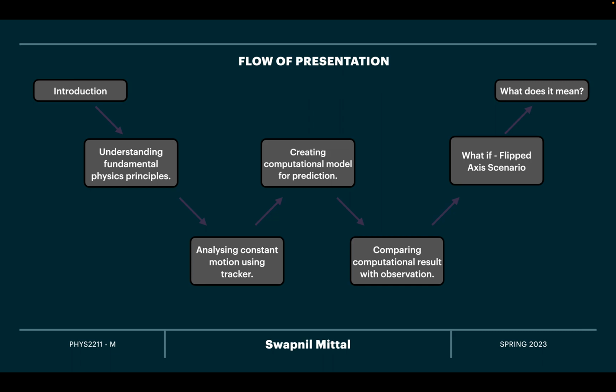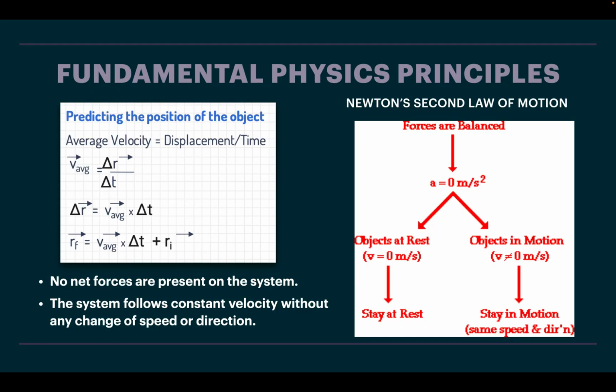The flow of this presentation is going to be very simple. I'll give you guys some introduction about the lab and discuss the fundamental principles used around the experiment. I've also used an app called Tracker to analyze the constant motion of a cylinder. I used ClosScript and code written in Python to create a computational model for the prediction of motion. We'll be comparing those computational results with the actual observation from the Tracker app. I'll also discuss a what if scenario where the axis of motion has been flipped, and we'll discuss some what does it mean questions around what the experiment actually was about.